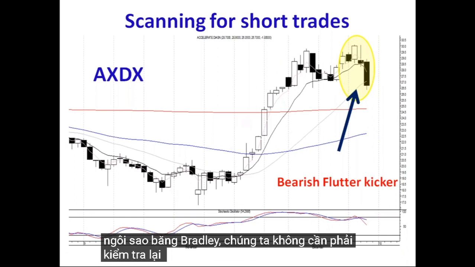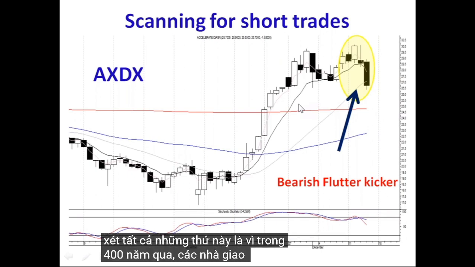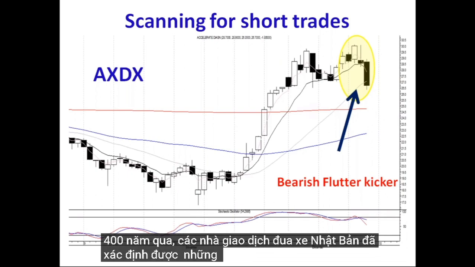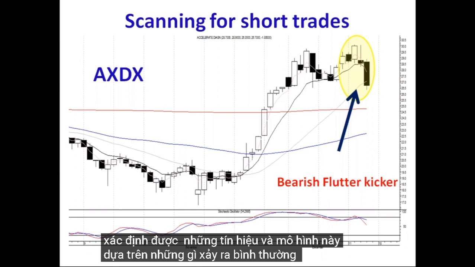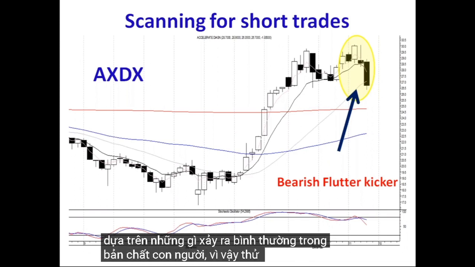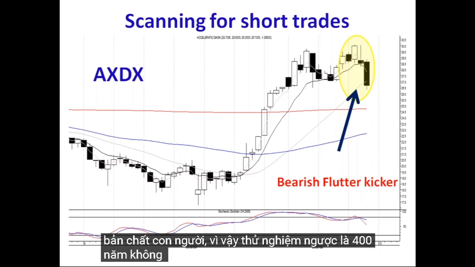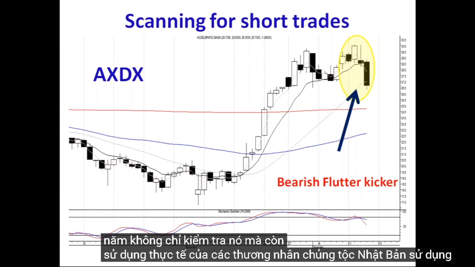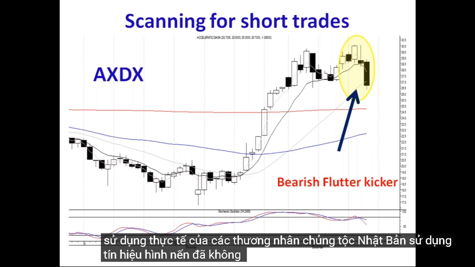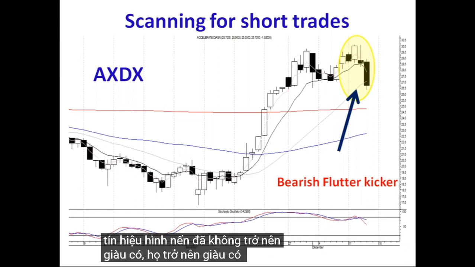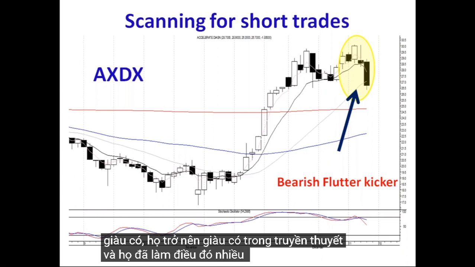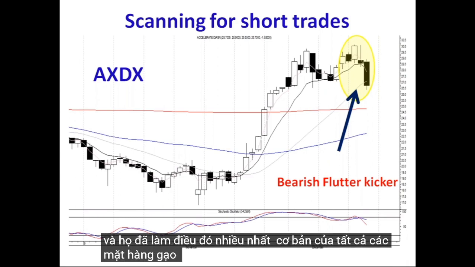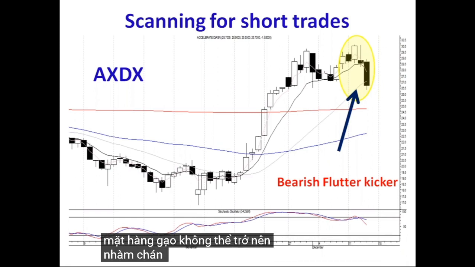Bradley, we don't have to backtest this. The reason we're looking at all these is because over the last 400 years, the Japanese rice traders have identified these signals and patterns based upon what happens normally in human nature. So the backtesting is 400 years of not only testing it, but actual use. The Japanese rice traders that used candlestick signals did not become wealthy. They became legendarily wealthy. And they did it on the most basic of all commodities, rice. Can't get too much more boring than that.